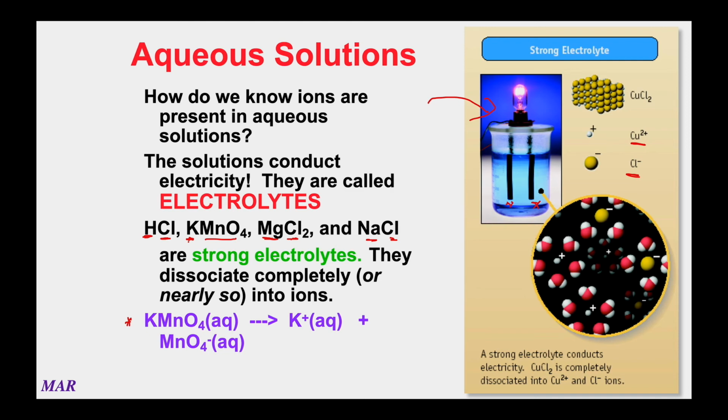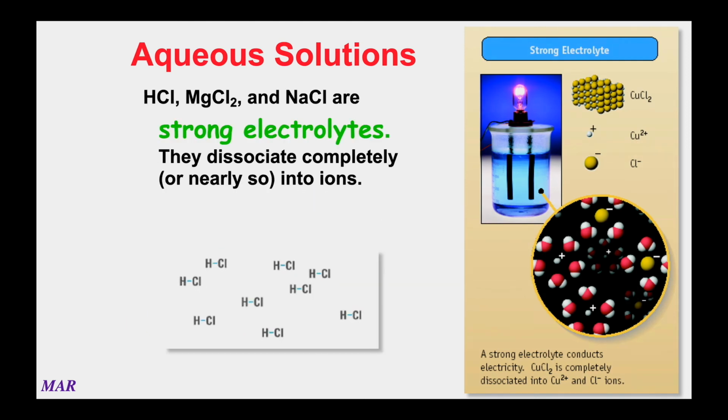Strong electrolytes are dissociated 100% into their ions. A strong electrolyte is a compound that ionizes completely in solution. Hydrogen chloride breaks into hydrogen and chlorine ions. Strong electrolytes are really important in chemistry. Hydrochloric acid is a great example of a strong electrolyte.